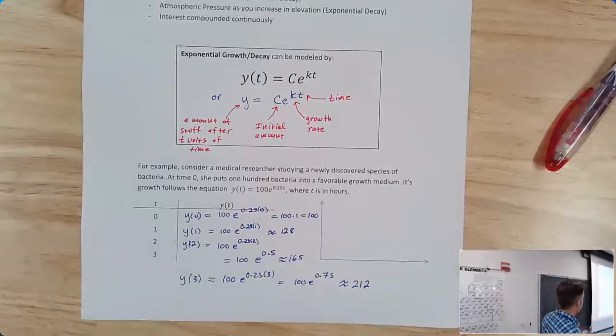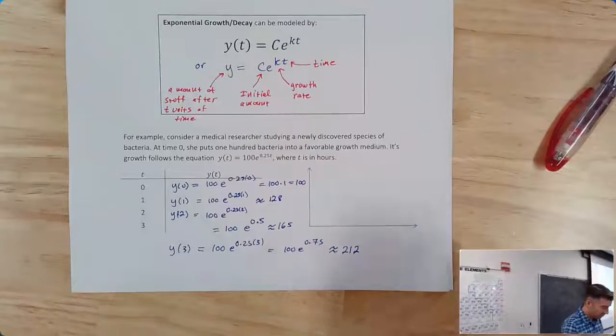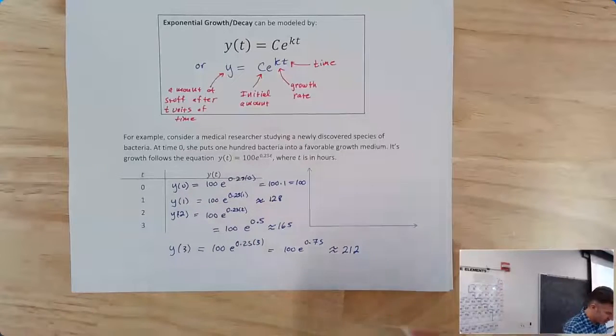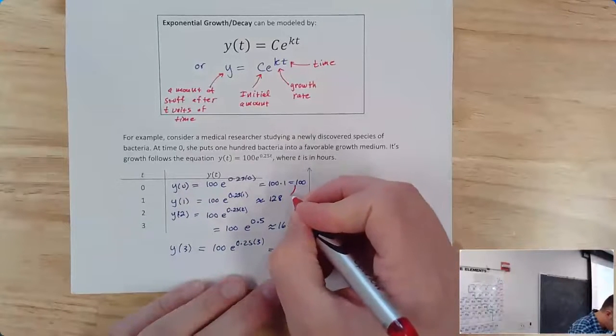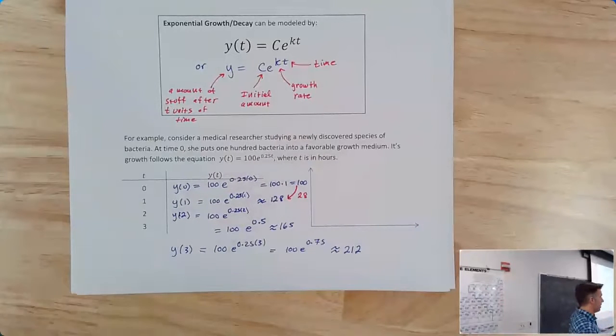Here's what I want you to see from this right now. This relationship is not linear. Every time we increase the time by 1 hour, we increase the population by an ever increasing amount. So from time equals 0 to time equals 1, our amount of bacteria is increasing by about 28 bacteria, or 28 bacterial cells, I guess.